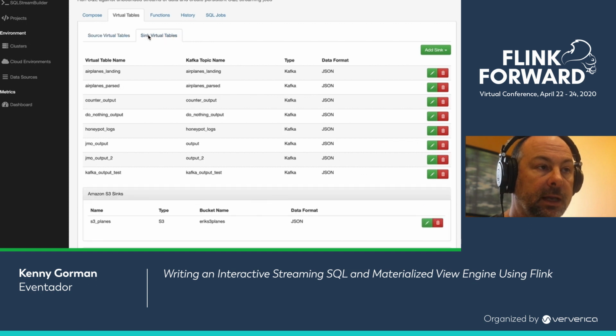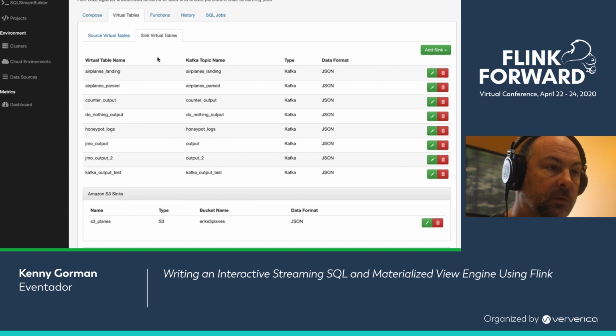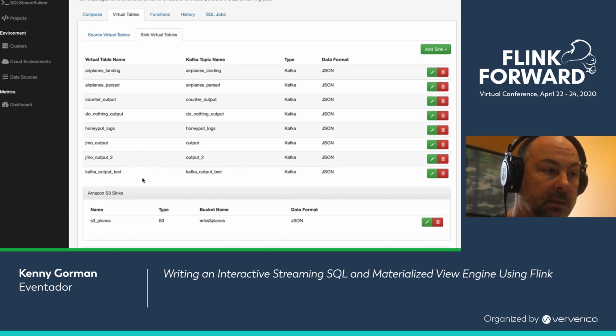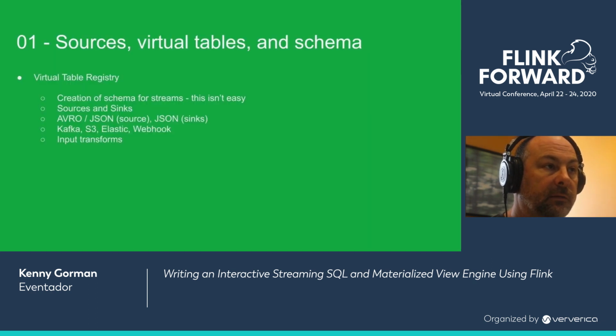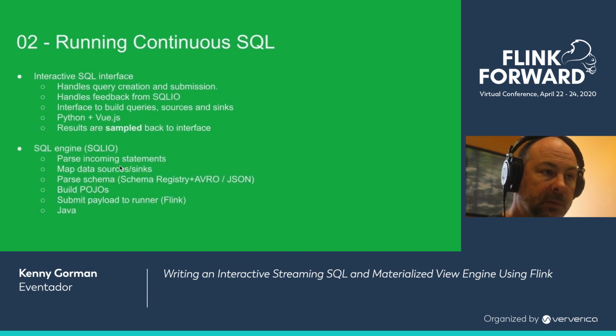Now on the sink side, you can add a sink of various types: Kafka, S3, Elasticsearch, and Webhook. We've got more coming, and those are where the data is going to go. The output of that SQL query is going to go to that spot. All right, so that's the virtual table part of the platform. So that's sources and sinks and virtual tables.